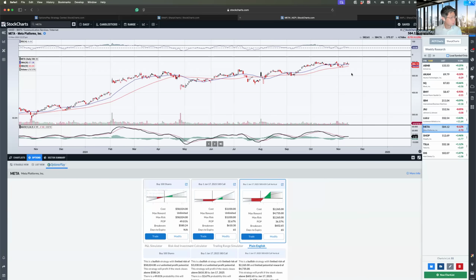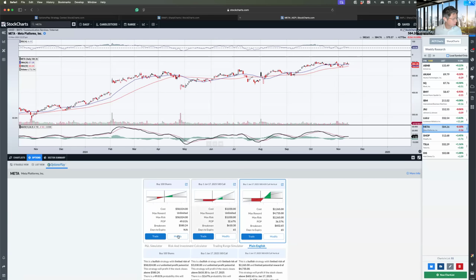And if you're looking at a chart like this, one of the most important uses of charts for options traders is to get a sense for outlook. We see that resistance clearly at 600. What if I'm right and it breaks out above 600? I want to know, if I'm right, how much do I make? If I'm wrong, how much do I lose?